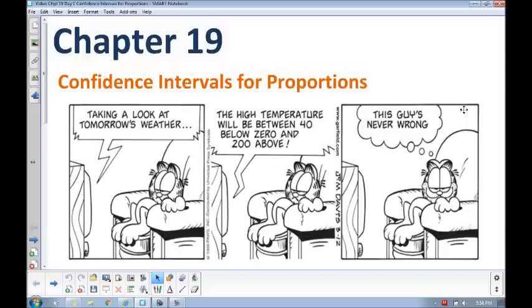Well, this fits perfectly into what we're talking about right now, because our weatherman has provided us with a confidence interval. And Garfield's smart enough to realize that, dude, no kidding. Of course the temperature is going to be between negative 40 and 200 above. Unless you're sitting in, I don't know, Siberia, you're going to be within that range.